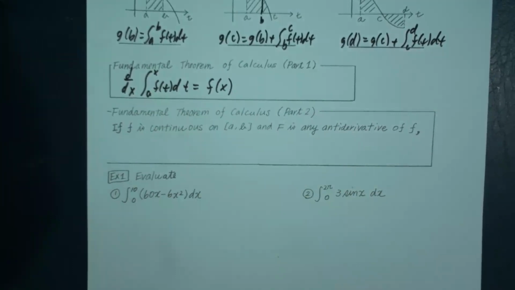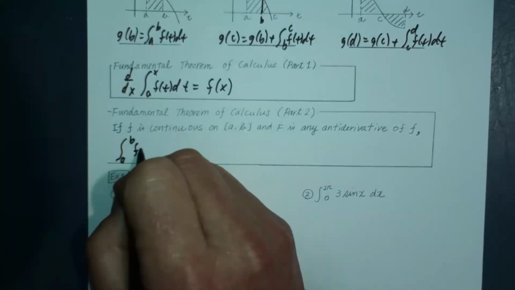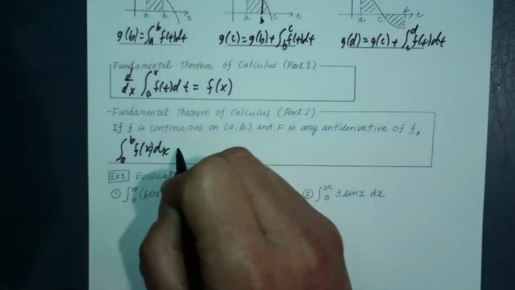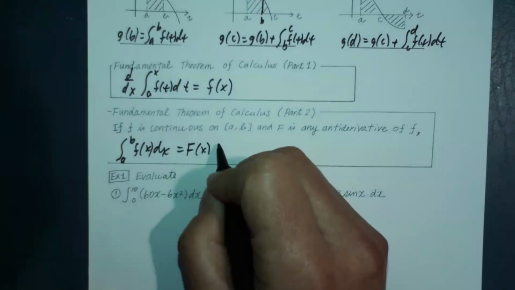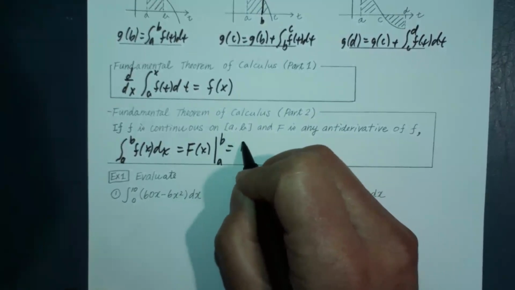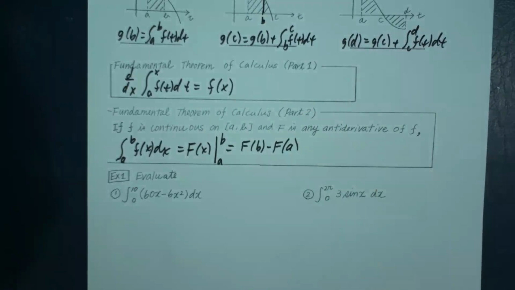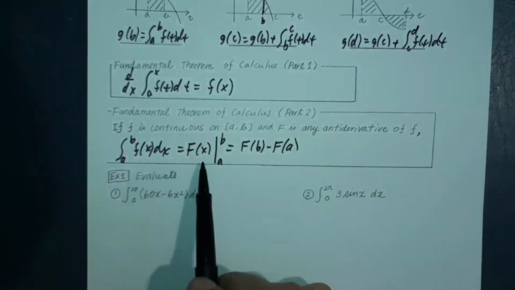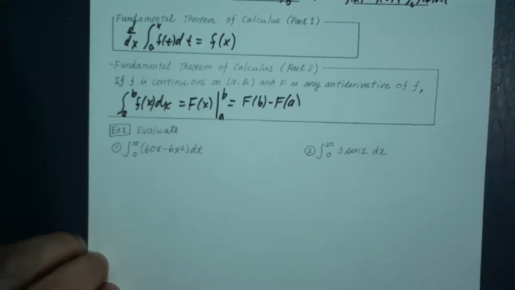So if f is a continuous function on a to b, and F is any antiderivative of f, then the integral from a to b of f of x dx is equal to the antiderivative evaluated from a to b. And what that means for us is that this is going to be F of b minus F of a. Meaning once we get the antiderivative, we're going to evaluate it at b and then minus evaluating it at a. So let's exploit this.